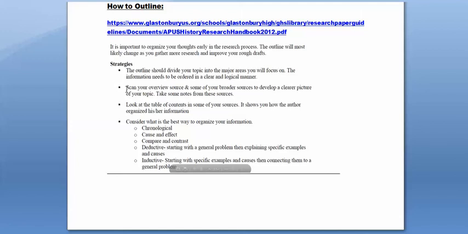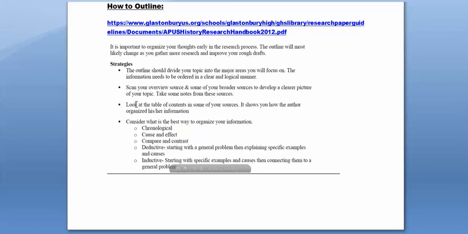Scan your overview source and some of your broader sources that you've used to get information, and make sure that you have a clear idea of what your topic is and the information involved that you want to include in a paper. You can't really create an outline until you know an awful lot about your topic. So this is something, again, this is your third out of 4 assignments for the research project, so you're going to be doing this towards the end when you know a little bit more about your subject. Look at the table of contents and some of your sources.